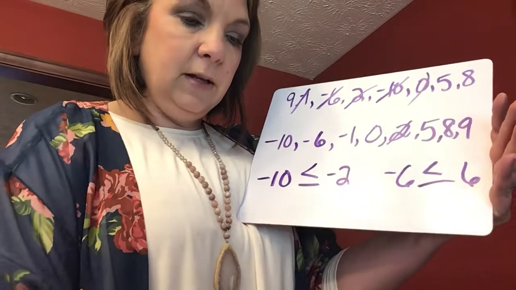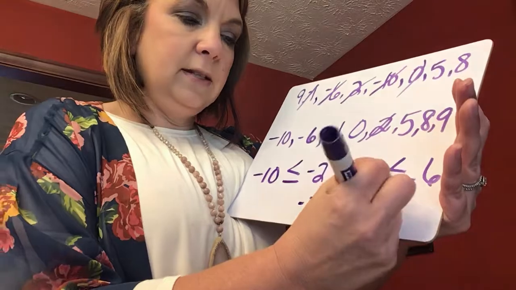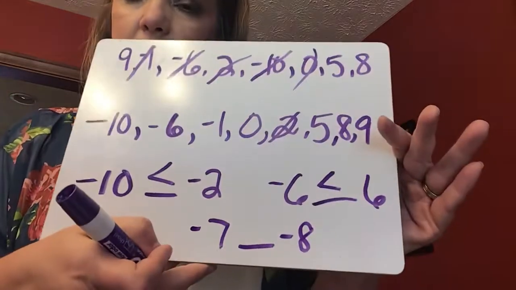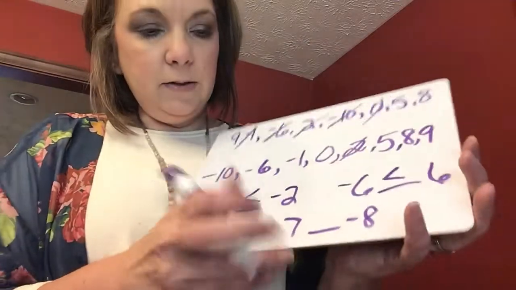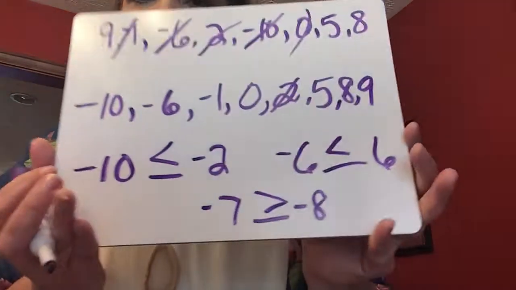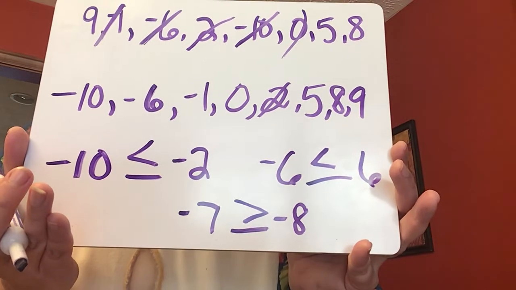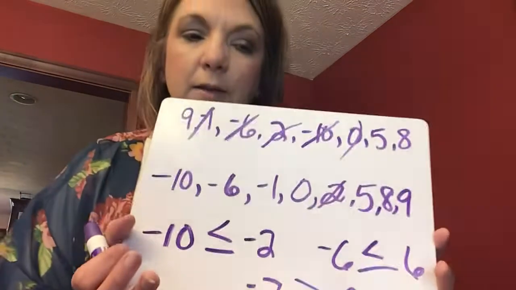And -7 and -8 are our last two. -7 is greater than or less than -8. So -7 is greater than -8. Okay? That is all for the practice on that. Now we're going to look at our practice on absolute value. Not too hard. You all can handle it.